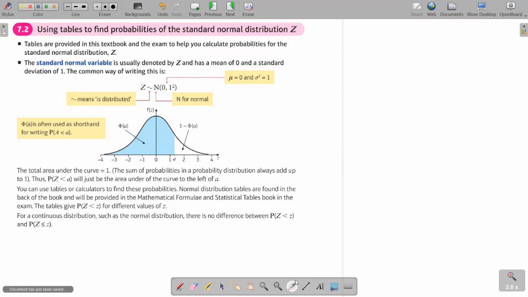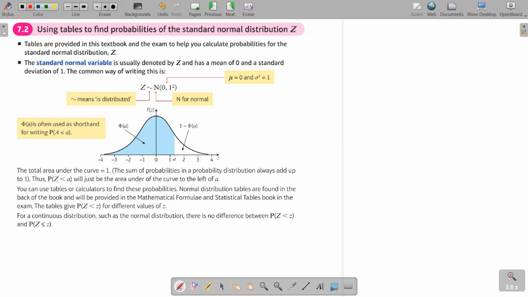Okay, guys, we'll now move on to the next part of the lesson. This is actually the most important part, where you use tables to find probabilities of the standard normal distribution Z. You now have some idea about the normal distribution, right?